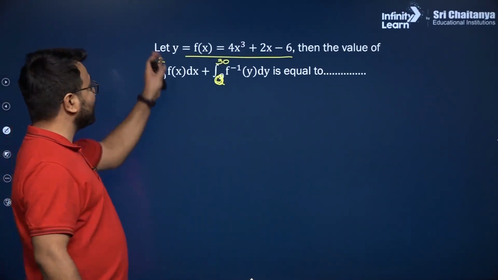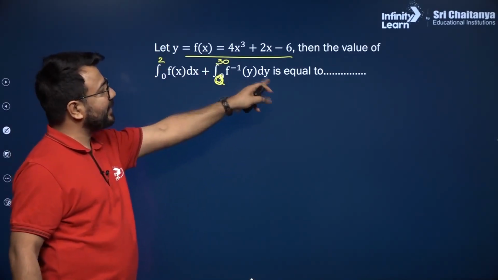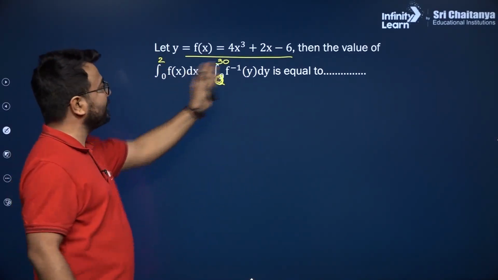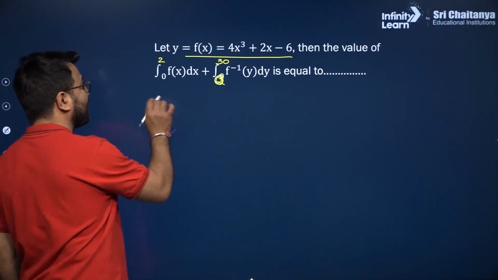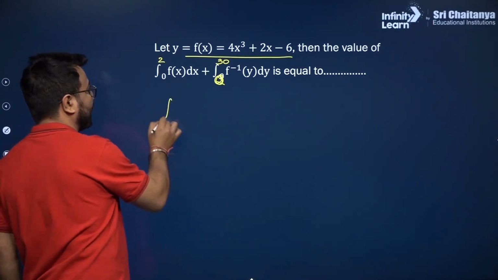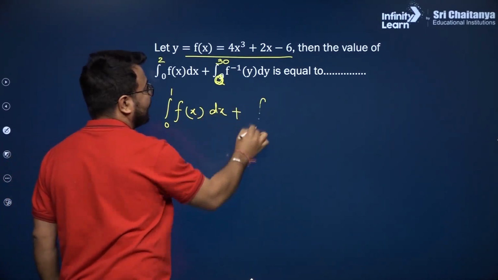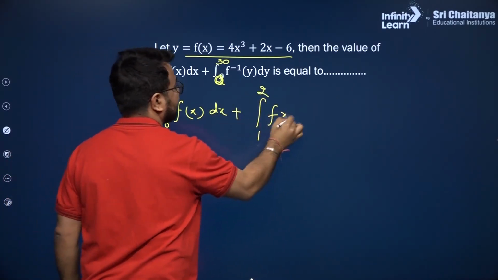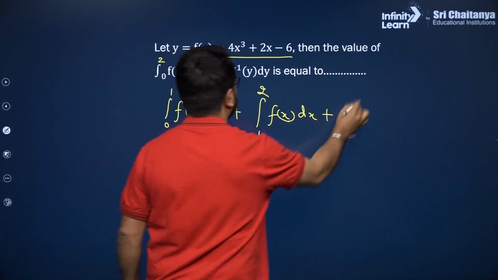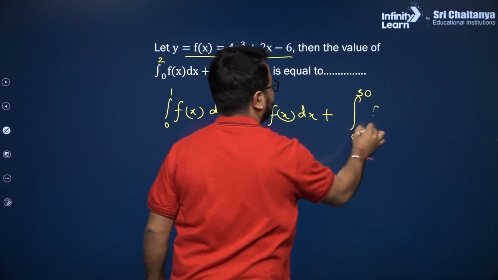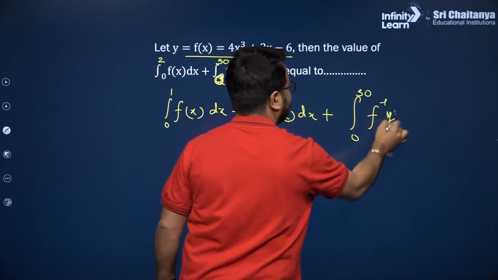Now this is a question: integral 0 to 2 of f(x) plus integral 0 to 30 of f inverse(y) dy. Okay, so this is a question. This is f, and this is the inverse of this function. So first of all, I'll be breaking this into two parts. One is 0 to 1 of f(x), then I'll be writing here 1 to 2 of f(x), and then I will be writing here 0 to 30 of f inverse(y) dy.